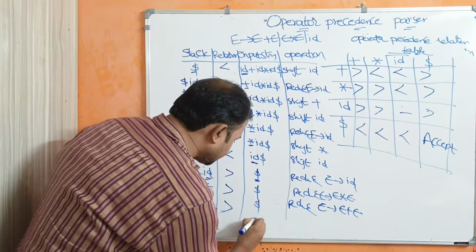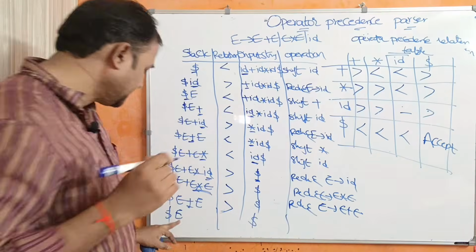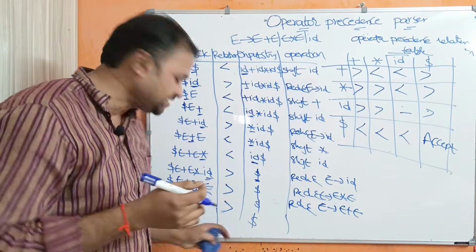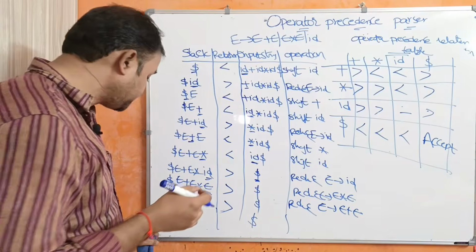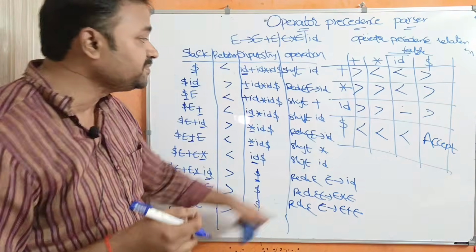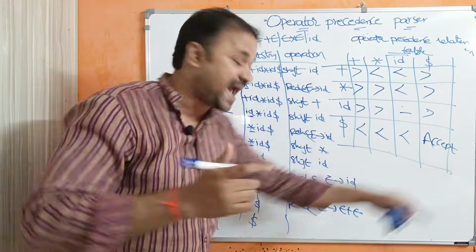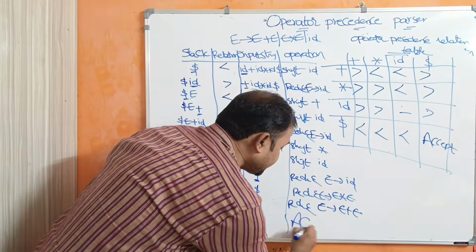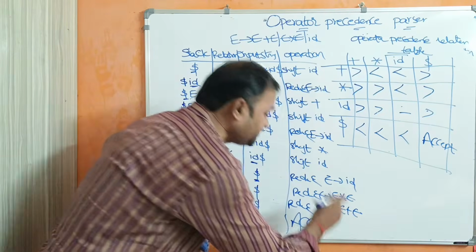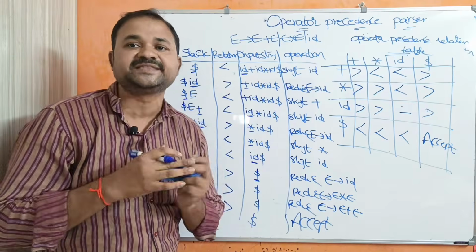Next E dollar. We can't make any comparison. E means non-terminal. Next we have dollar. So dollar means accept. So we can say that our input string is accepted by the operator precedence parser.